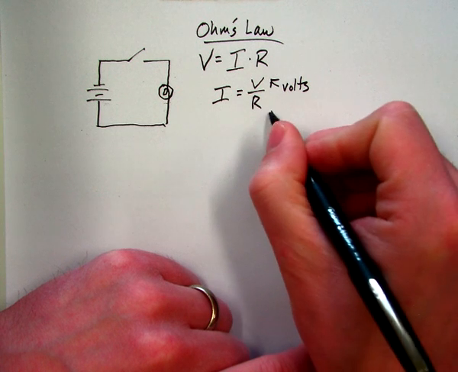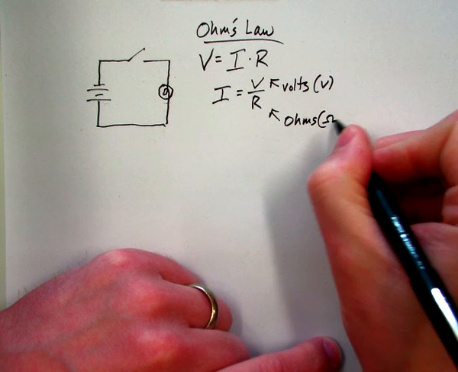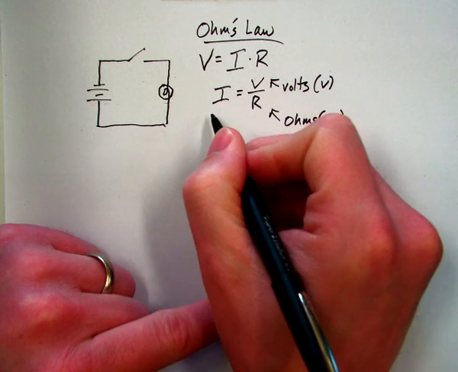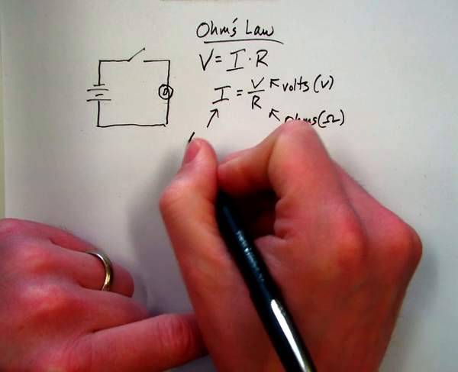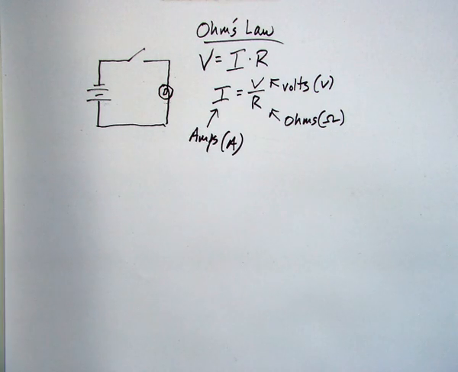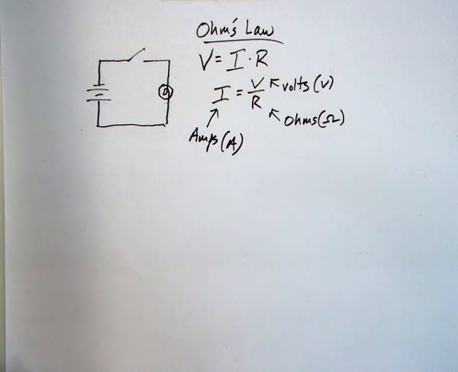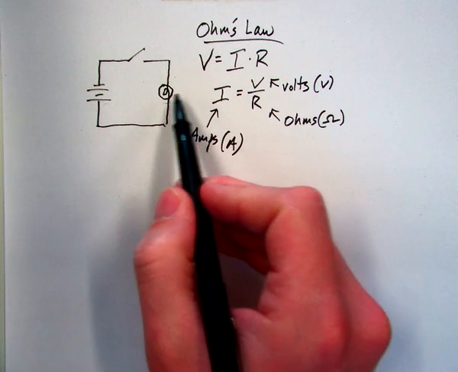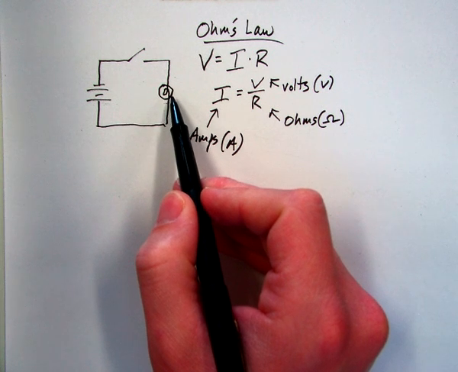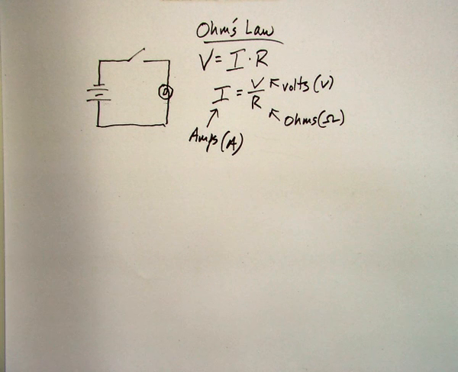The unit for resistance is ohms. By the way, we show that with the omega symbol from the Greek. And the unit for current is amps, short for amperes, named after another physicist. I don't remember his first name, but Ampere was another physicist. So amps, volts, and ohms. I could have a 12-volt battery with a light bulb with 2 ohms of resistance, and I find that the amount of current, 12 over 2, I would get 6 amps flowing through this light bulb.